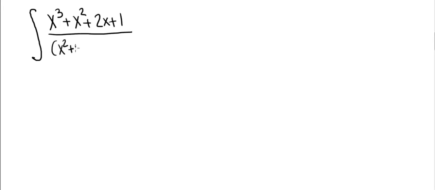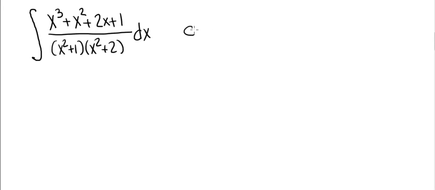We're going to use a technique called method of partial fractions to integrate x cubed plus x squared plus 2x plus 1 divided by x squared plus 1 times x squared plus 2.